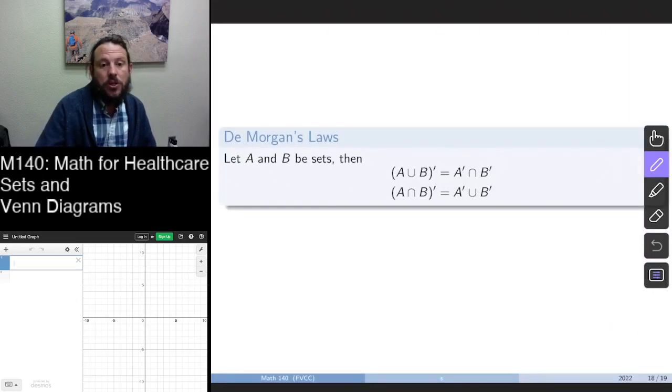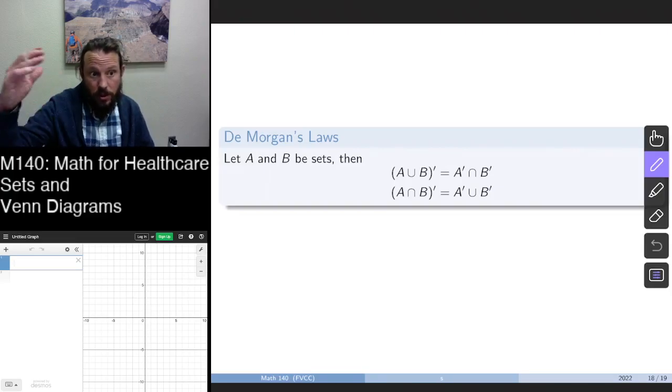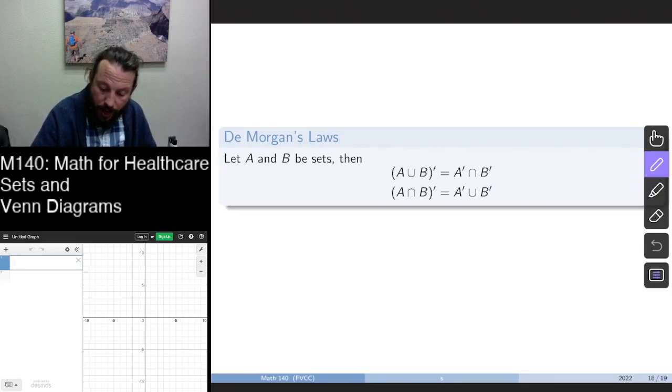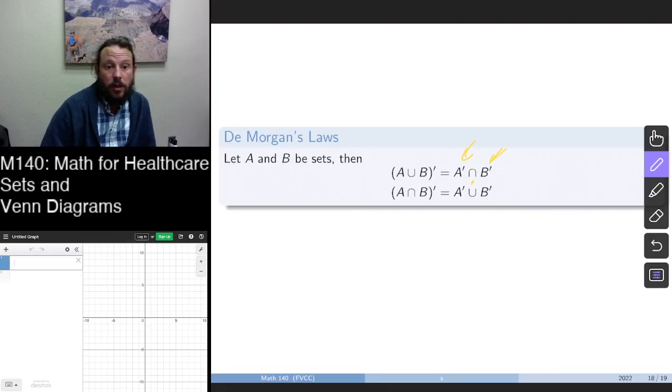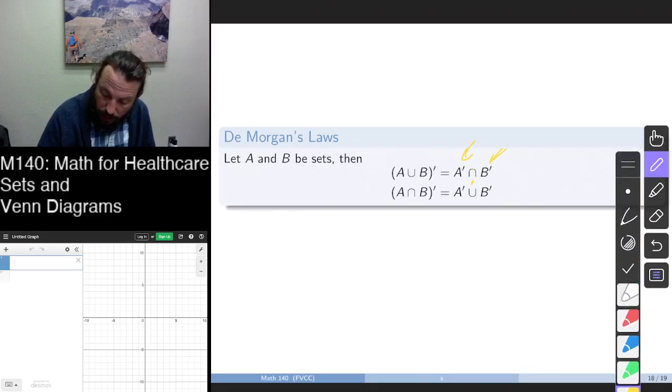This is also an interesting law, and it becomes very useful in probability, so I will bring it up again. Notice the complement of A union B, meaning the whole thing in parentheses, is you take A complement, the sign flips to intersection, and then B complement. And the complement of A intersect B is A complement union B complement. What I would like for you to do is draw Venn diagrams to see that these are actually true.